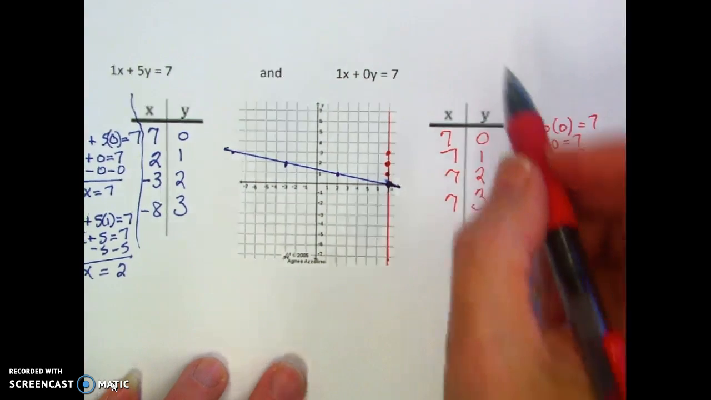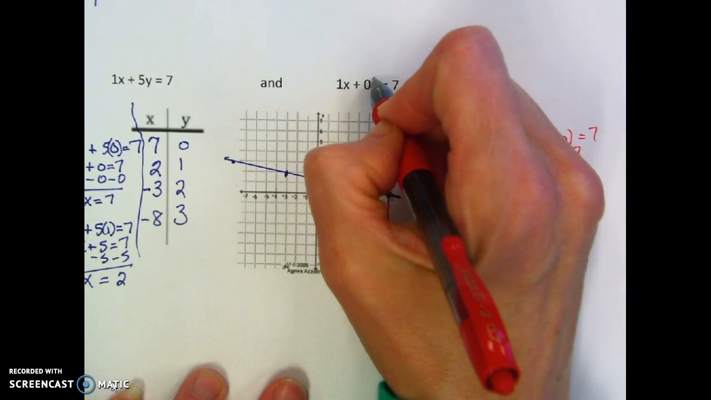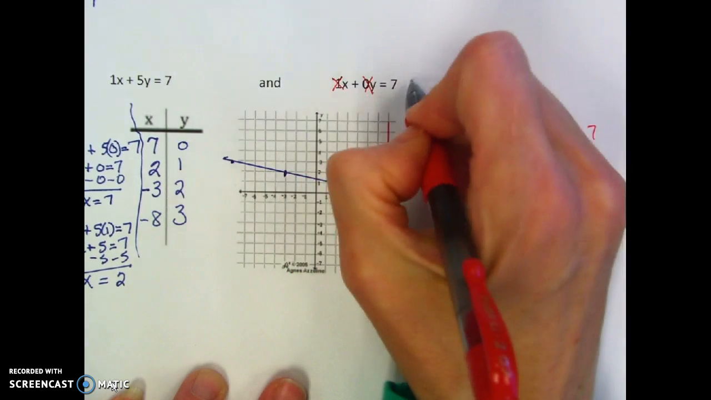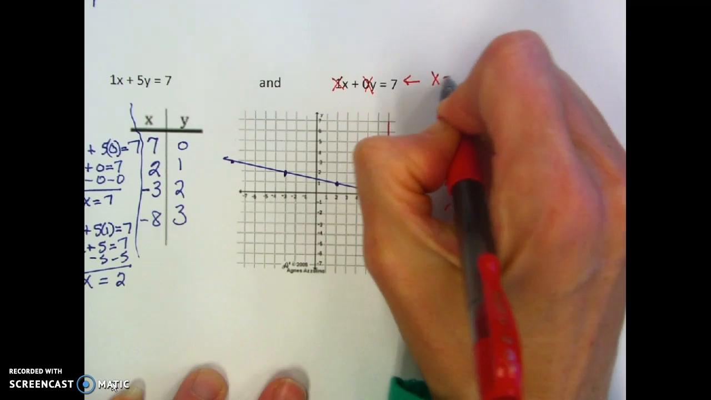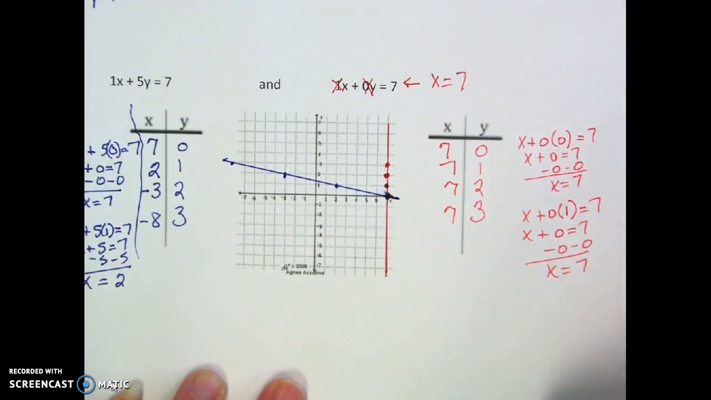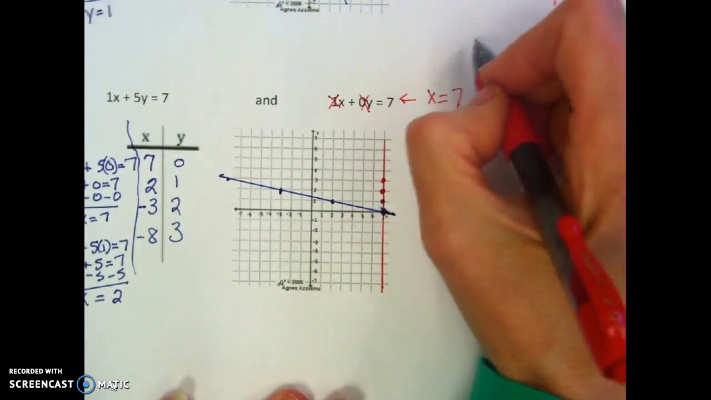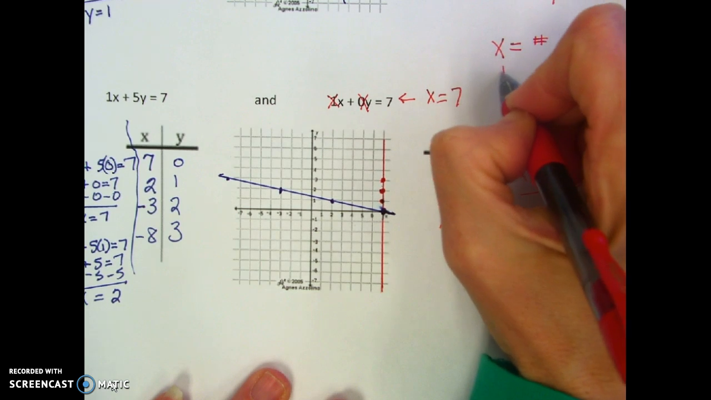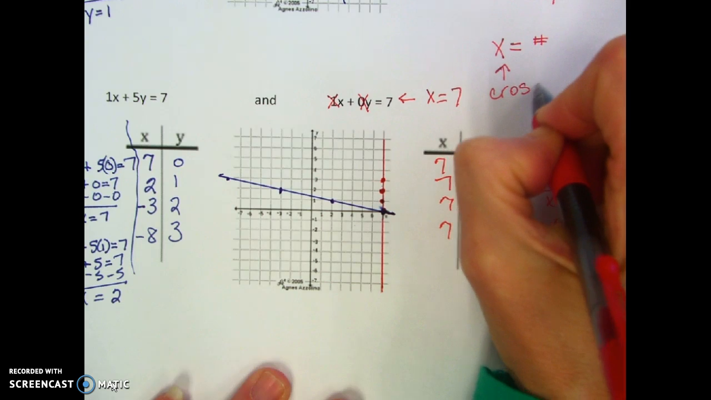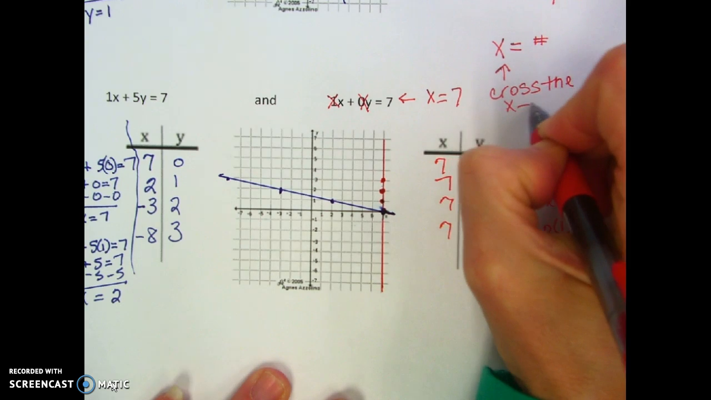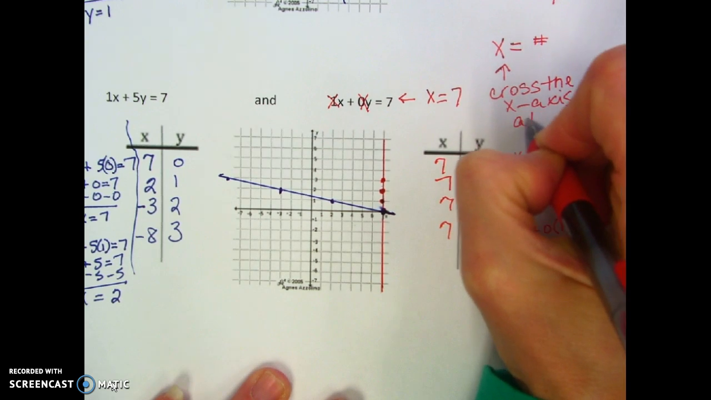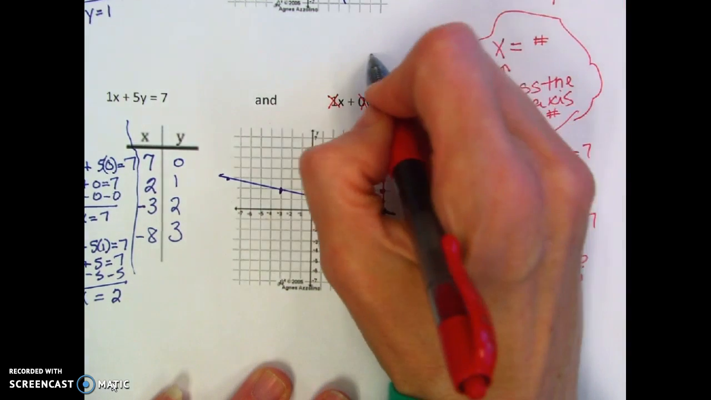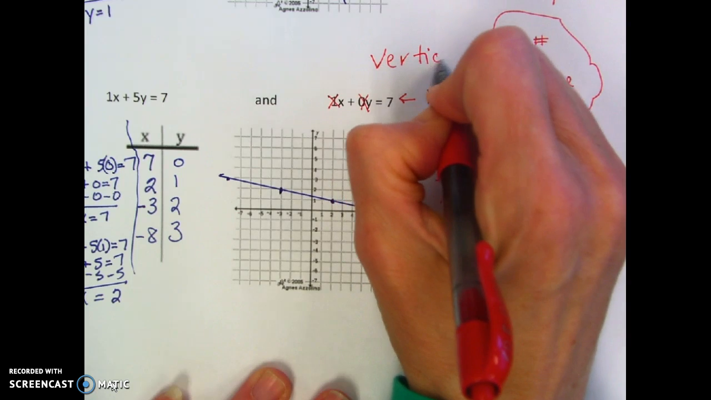And so we can summarize with this. Well, 0 times anything is 0. We don't need that. We don't need the 1. So this is really simplifying to x equals 7. So when we have an equation that says x equals some number, that's telling us we cross the x-axis at that number, which is going to produce a vertical line.